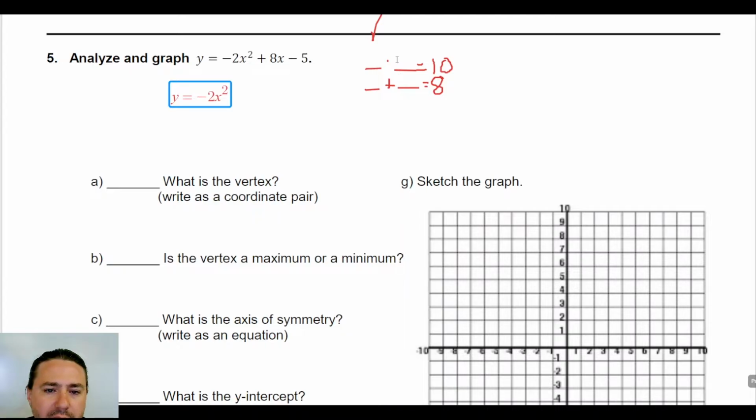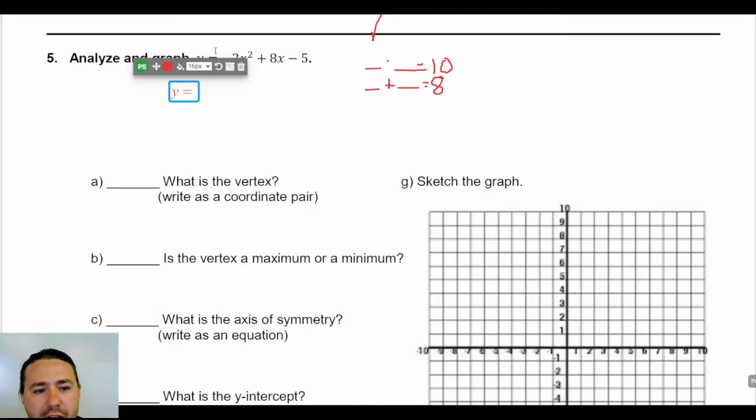So let's see, two numbers that multiply to give me 10 and add up to 8. Let's see, 5 and 2 won't work. Those are our only factors here. So yeah, this one's not going to be factorable, unfortunately. So what we're going to have to do, to get the vertex, is rewrite this in vertex form. Okay, so to do that, we're going to use a technique called completing the square.